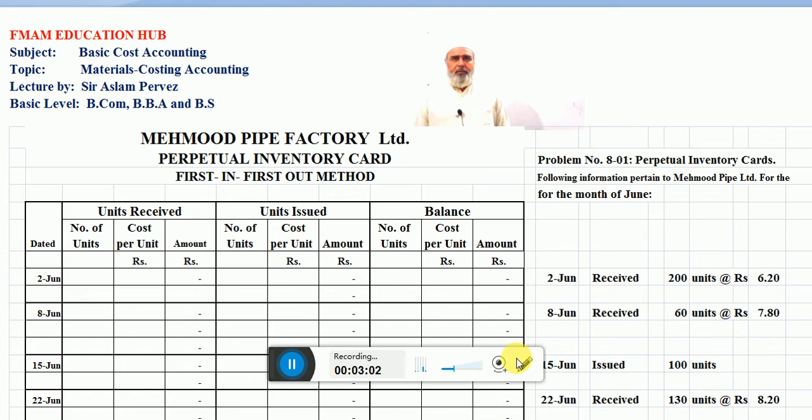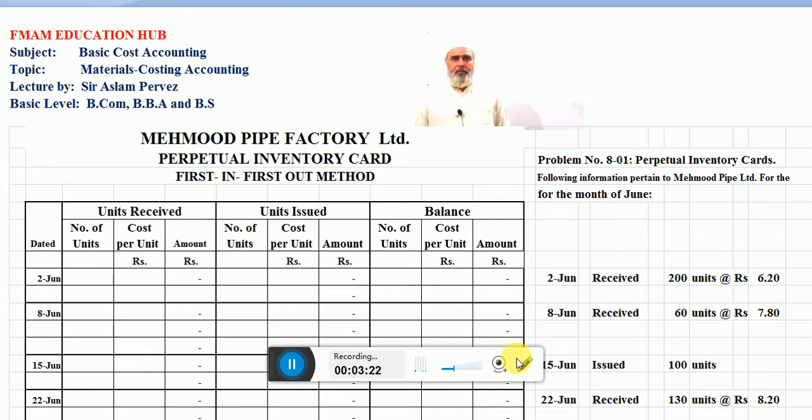Fair and accurate materials costing is necessary because firstly, materials are the largest component of product cost, and secondly, it affects income statement as well as balance sheet.